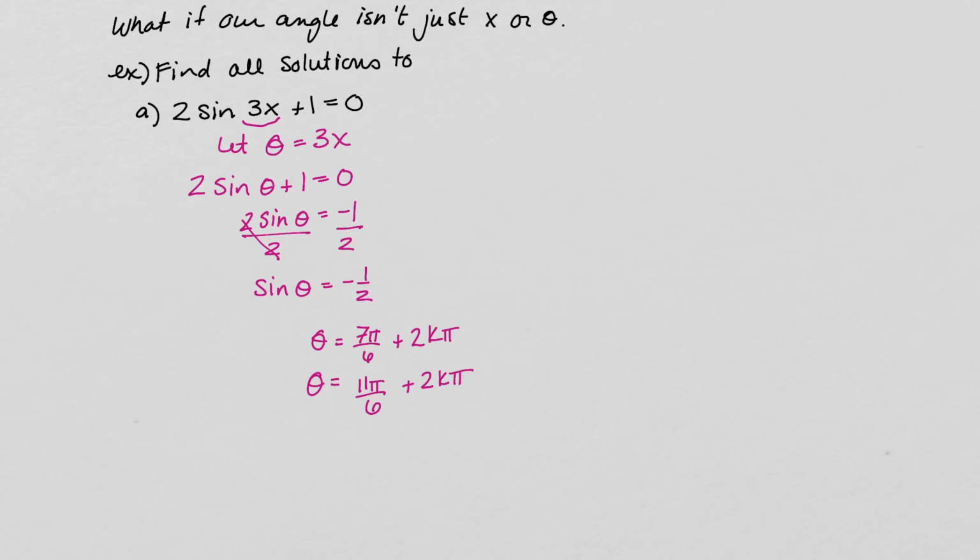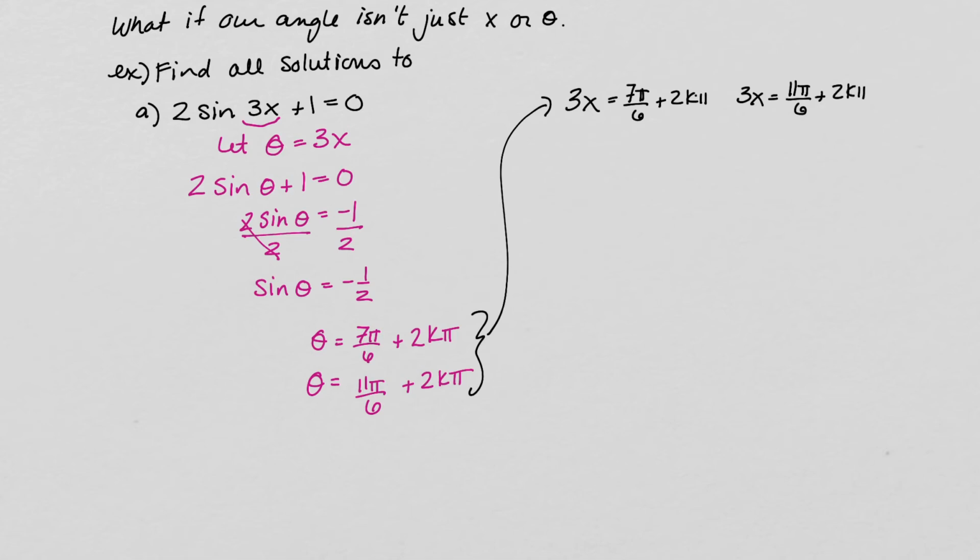Okay, so now that I solved, I know what theta is. Now we can plug back in. Remember, theta was representing our 3x. So this is saying 3x is equal to 7 pi over 6 plus 2k pi, or 3x is equal to 11 pi over 6 plus 2k pi, right? Those are our two answers, theta equals 7 pi over 6 plus 2k pi, theta equals 11 pi over 6 plus 2k pi, and I'm just replacing the theta with 3x, since we made that substitution at the beginning.